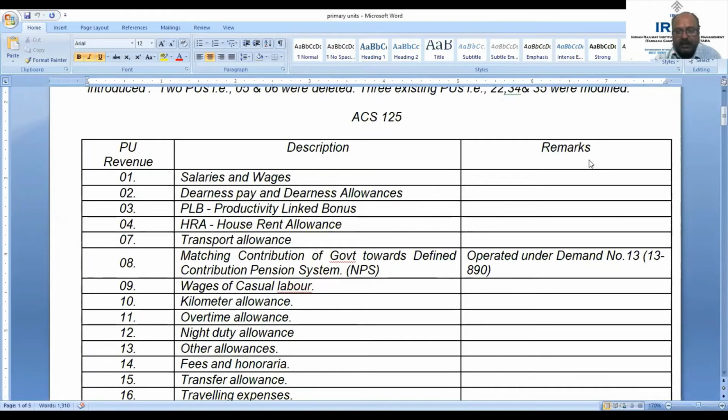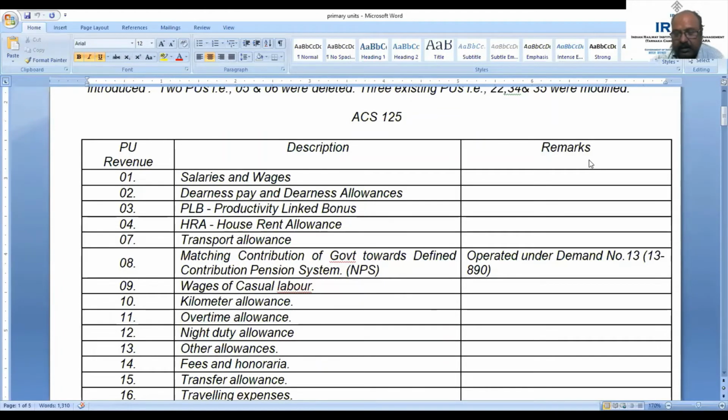Now we'll discuss some important PUs. 01 is the basic pay or salaries and wages. 02 DA, 03 PLB, and 04 HRA. These 1 to 16 are the staff PUs. Staff PUs means the primary units related to staff. And 07 is the transport allowance. 05 and 06 are related. And 08 is very, very important because it is the NPS contribution.